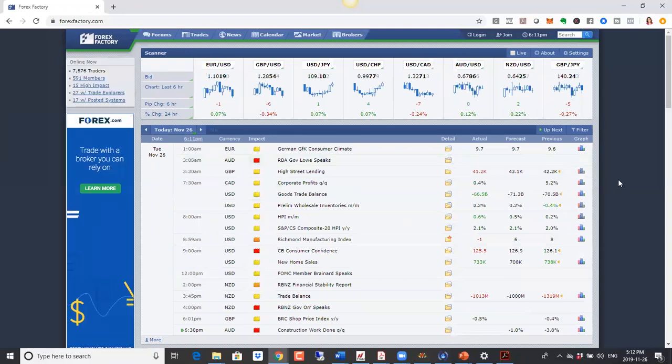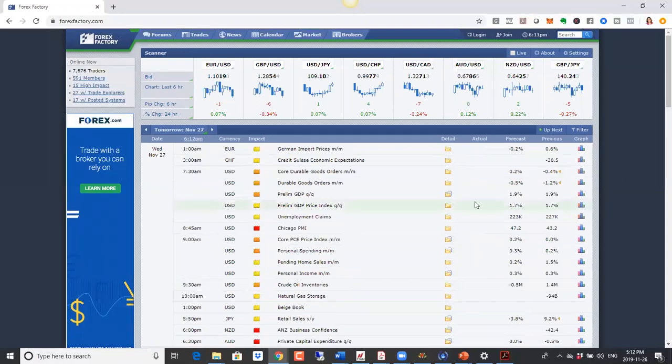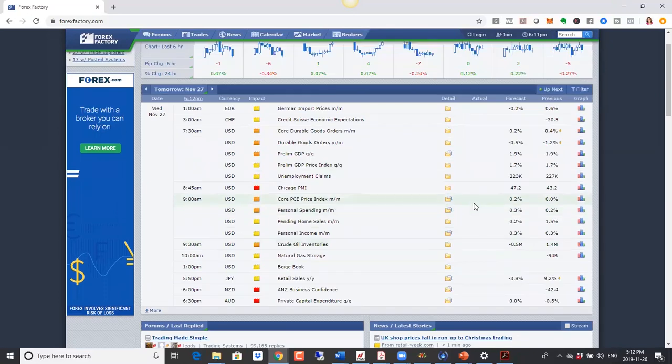So let's go over to Wednesday here. Wednesday, we have a lot of US dollar data here. We have core durable orders and durable orders, preliminary GDP numbers, Chicago PMI number. This is important. We also have personal spending, home sales, and all of that. So a ton of US dollar data.